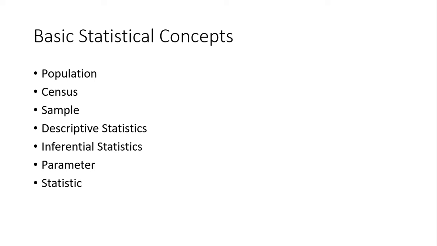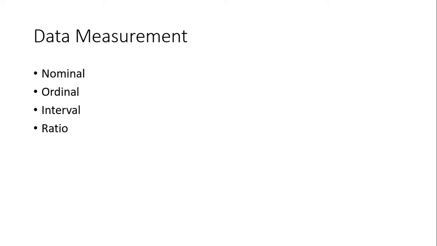A descriptive measure of a sample is called a statistic. Statistics are usually denoted by Roman letters. Examples of statistics are sample mean, which is x bar, sample variance, s squared, sample standard deviation, s, and so on. Now let's talk about data measurement.